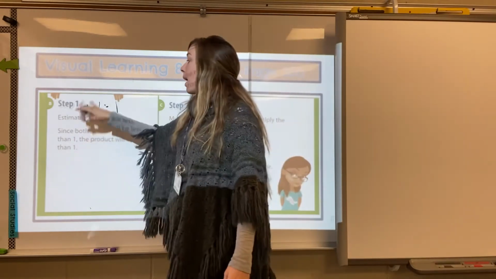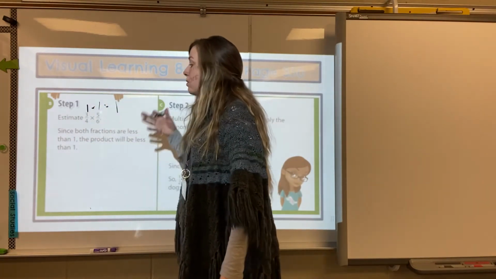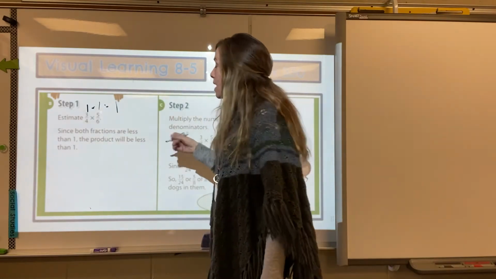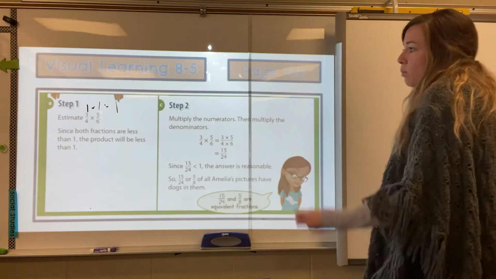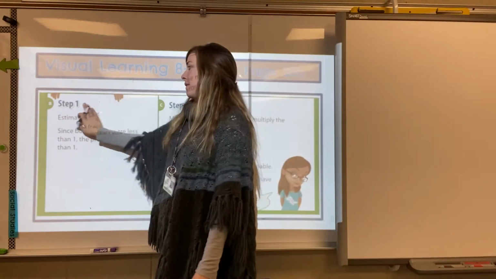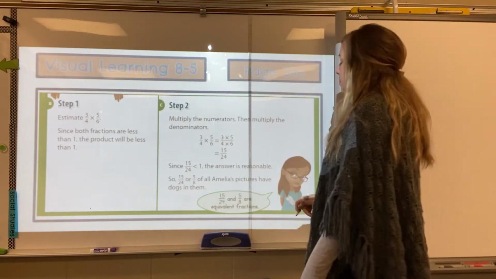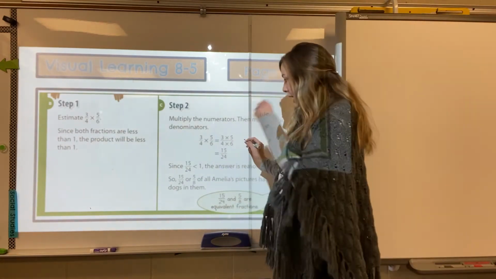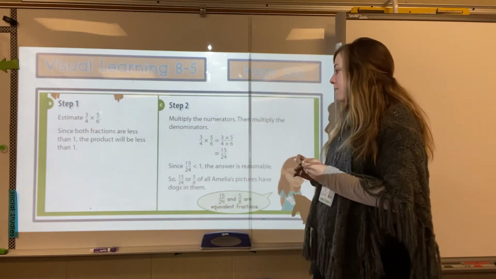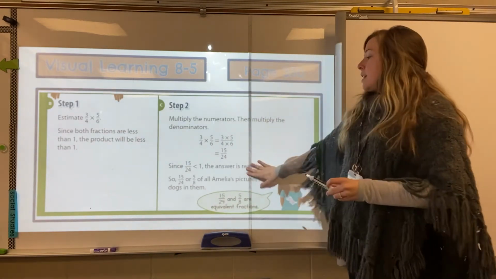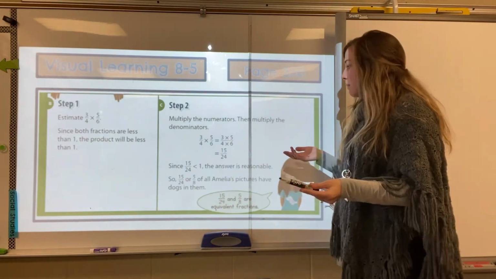So when we round up to estimate here, and we're multiplying a fraction by a fraction less than 1, you know your answer is going to get smaller, which is a good estimate. And since we rounded up, our answer is definitely going to be lower than that. Step 2, multiply the numerators and then multiply the denominators. So 3 times 5 gives me 15. 4 times 6 gives me 24. And then 15/24 is less than 1. Again, we rounded up. We knew it would be right around there.